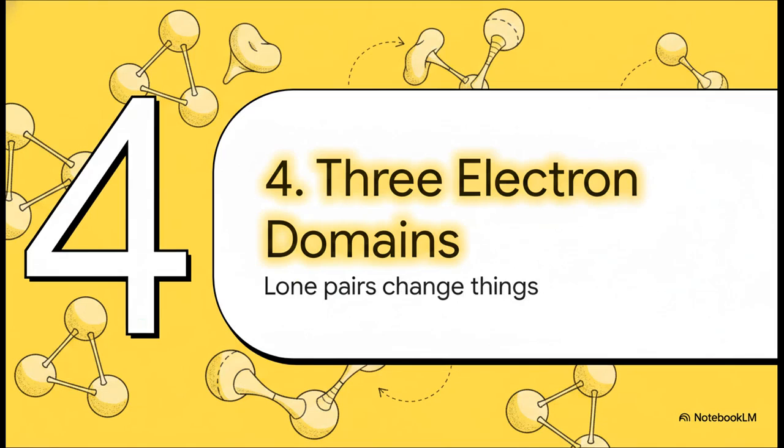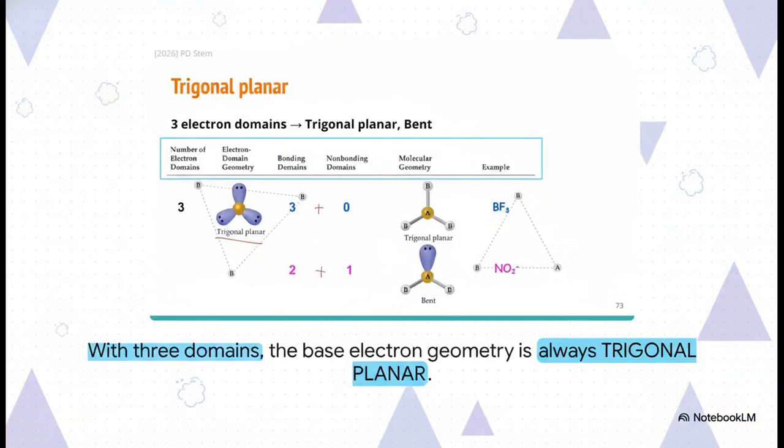All right, let's level up. Section 4, 3 electron domains. Now this is where it starts to get really interesting, because now lone pairs are going to come into play and start messing with the final shape. Okay, so here's the rule. If you count 3 electron domains around a central atom, the base shape, the electron domain geometry, is always going to be trigonal planar. No exceptions. The 3 groups just spread out to form a perfect flat triangle with 120 degrees between each of them.